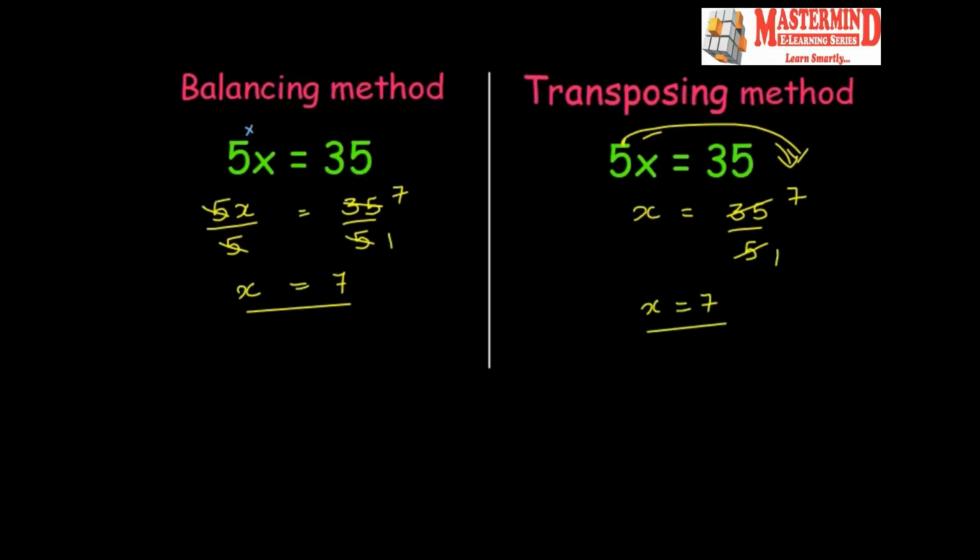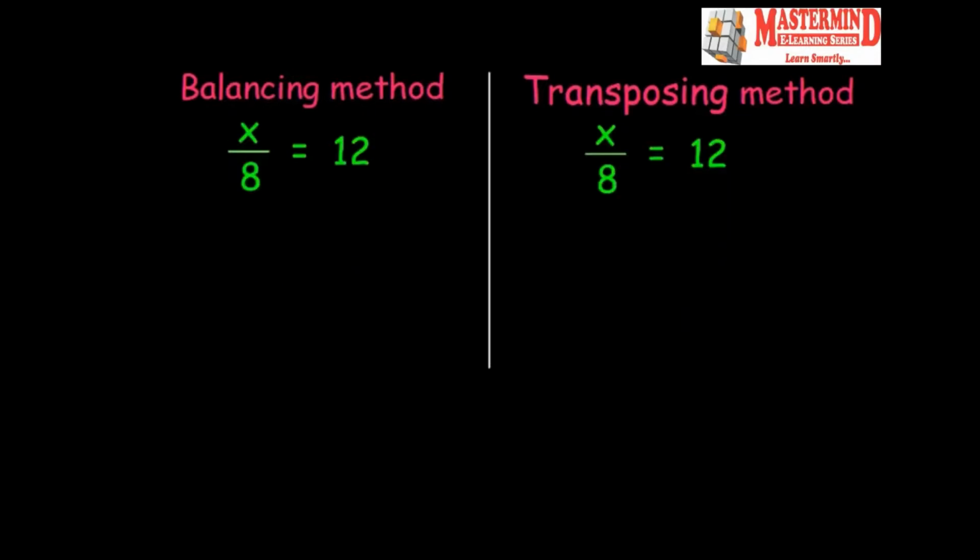Okay. Now let's see one more type of question here. We have x upon 8 is equal to 12. Now when we say x upon 8 is 12, that means this x is divided by 8. Upon means when it is in the denominator, it means it is divided by 8. So here if I want to remove this 8 from this left hand side, I will have to do the opposite of division.